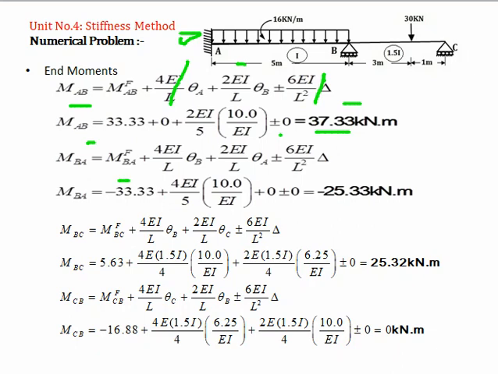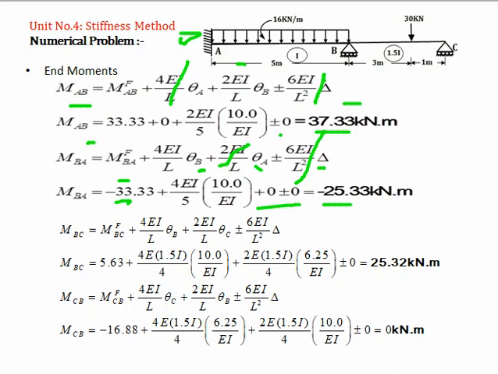Now we find out end moment at B. So MBA is MFBA plus 4 EI by L into theta B plus 2 EI by L into theta A plus minus 6 EI by L square into delta. Again delta will be 0 and theta A will be 0. No settlement and A is a fixed end. So putting the values, MFBA is minus 33.33 plus 4 EI by 5, span is 5, theta B is 10 divided by EI. So it is equal to minus 25.33 kilonewton meter.